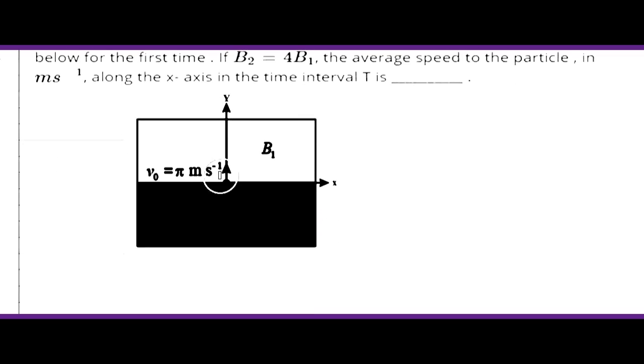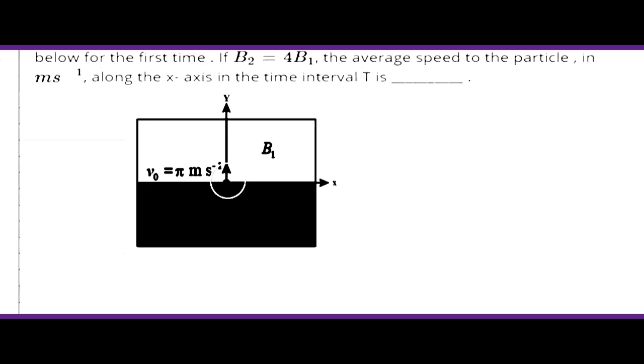This is the question figure in which a positively charged particle is projected from origin. This is origin, let's say it is O point, and it is projected with pi meter per second. When it enters into the field B1, which is in z direction, and B2 is also in z direction, but B2 and B1 are both different. When this charged particle enters into the magnetic field, velocity of charged particle and magnetic field both are at 90-degree angle, so this will revolve in a circular path.